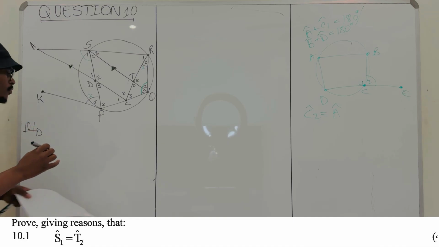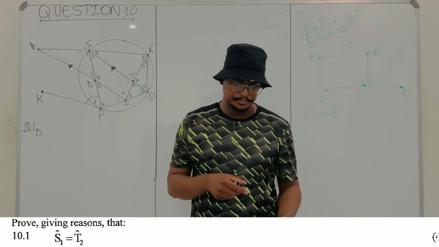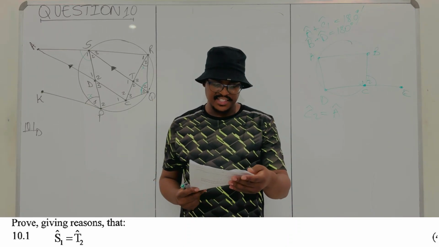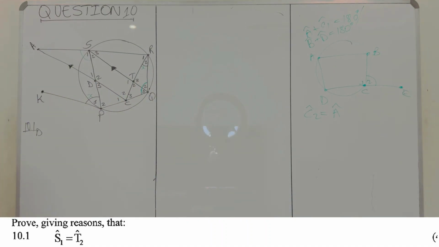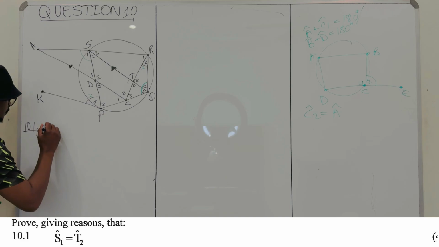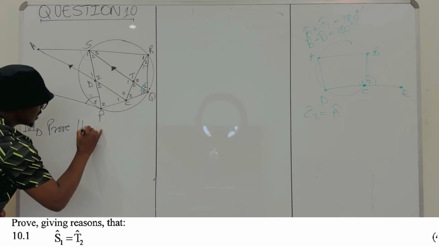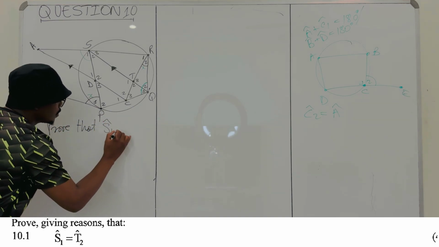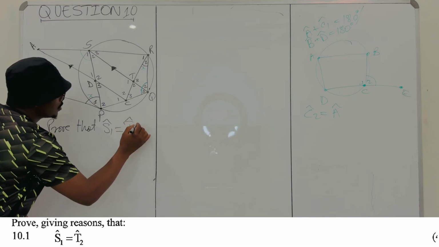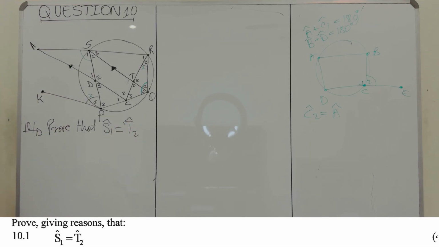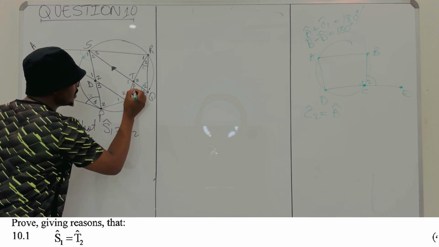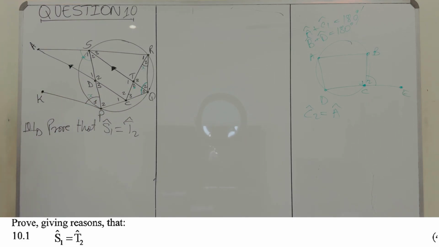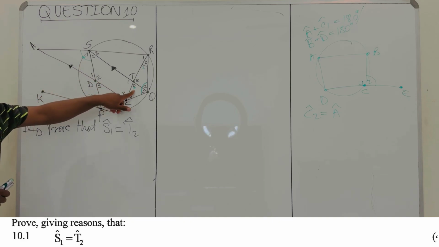10.1. What are they saying at 10.1? They are saying, prove giving reasons that angle S1 is equal to angle T2. So they want us to prove giving reasons that angle S1 is equal to angle T2. This is what they want us to prove. S1 is equal to T2. Where is S1? S1 is this angle over here, right? And T2 is this angle over here. So they want us to prove that this S1 is equal to T2.